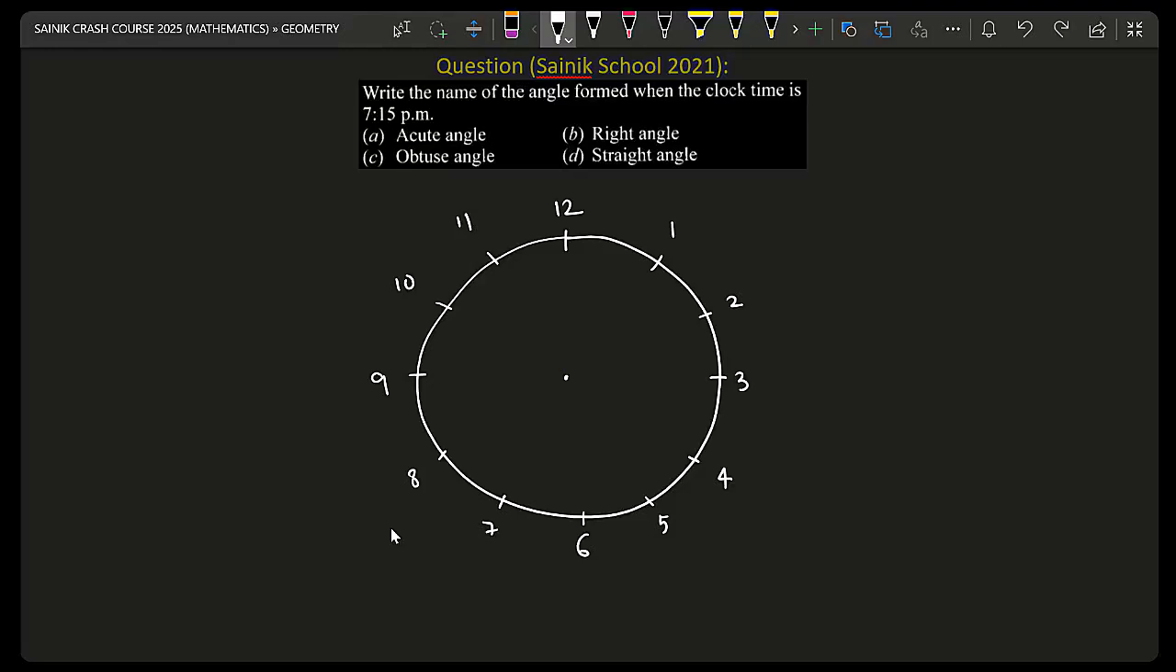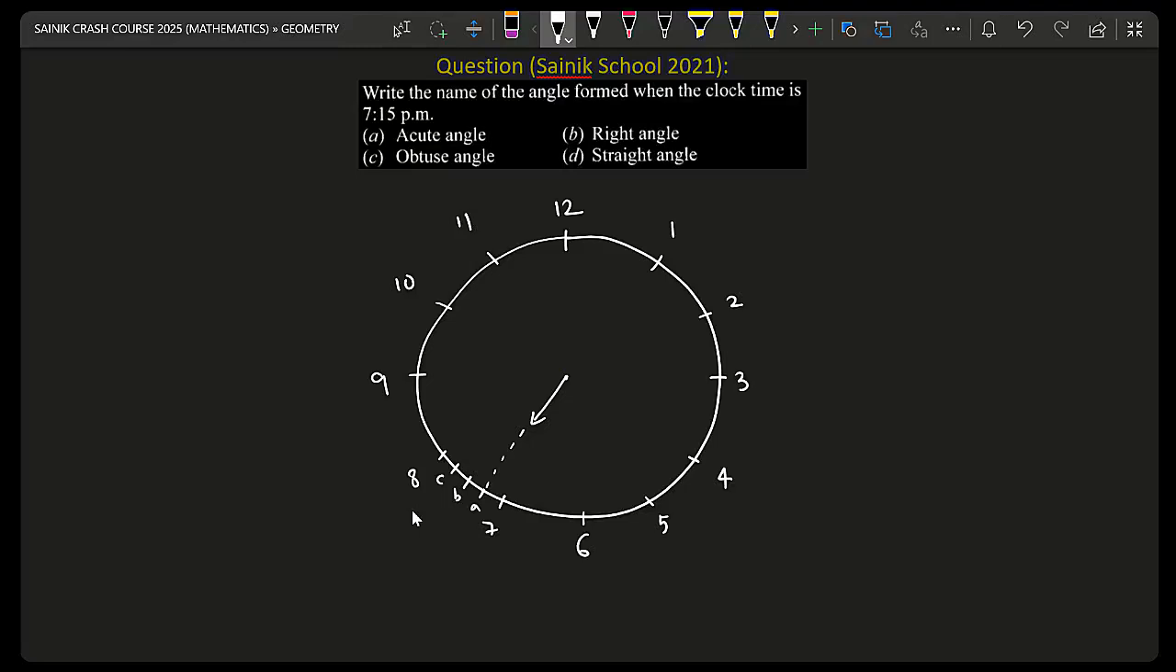Just now you said 1/4. That means how many parts should be divided? Sir, 4. That means 7 to 8, I'm dividing into 4 parts like this. I'm naming this as A, this as B, and this as C. Now, towards which letter will the hour hand show? Sir, A. Very good. So it will be something like this. Our hour hand is pointing towards A.